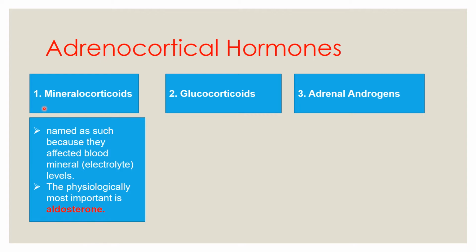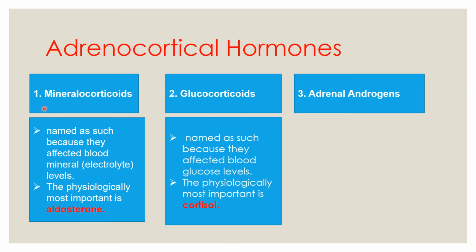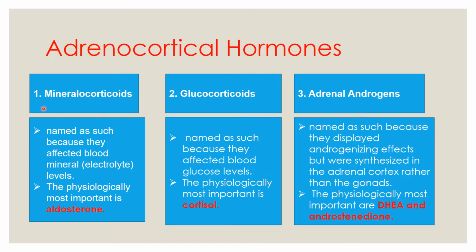The second group, also from the name, glucose, mainly affects the glucose level. And the most important one is cortisol. The adrenal androgens: we already know that androgens are secreted from the gonads, but here also the adrenal cortex secretes a low amount of androgens. That's why they are called adrenal androgens. And the physiologically most important ones are DHEA and androstenedione.